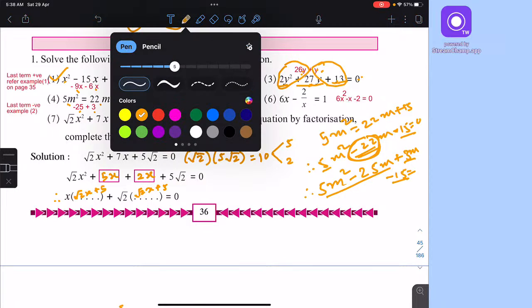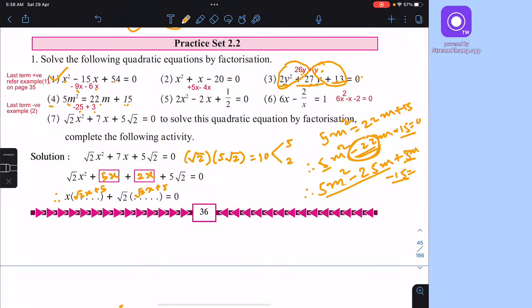So we have done this also. The next is 2x square minus 2x plus half is equal to 0. You may first multiply throughout by 2 so that there is no fraction. So this can become 4x square minus 4x plus 1 equal to 0.